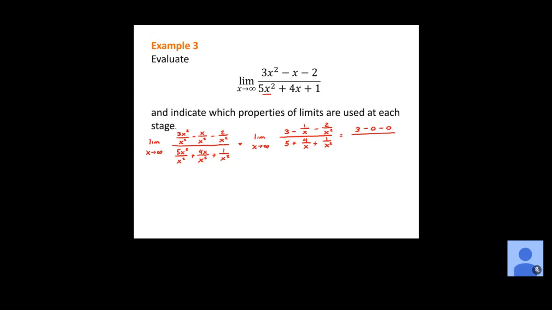Now let's look at our denominator. Limit as x approaches infinity of 5 is going to give us what? 5. Good. Plus limit as x approaches infinity of 4 over x.